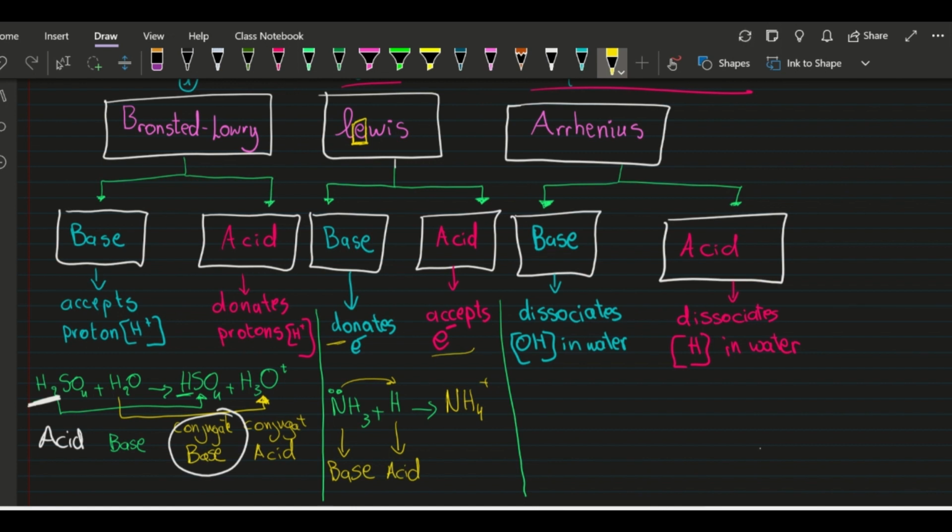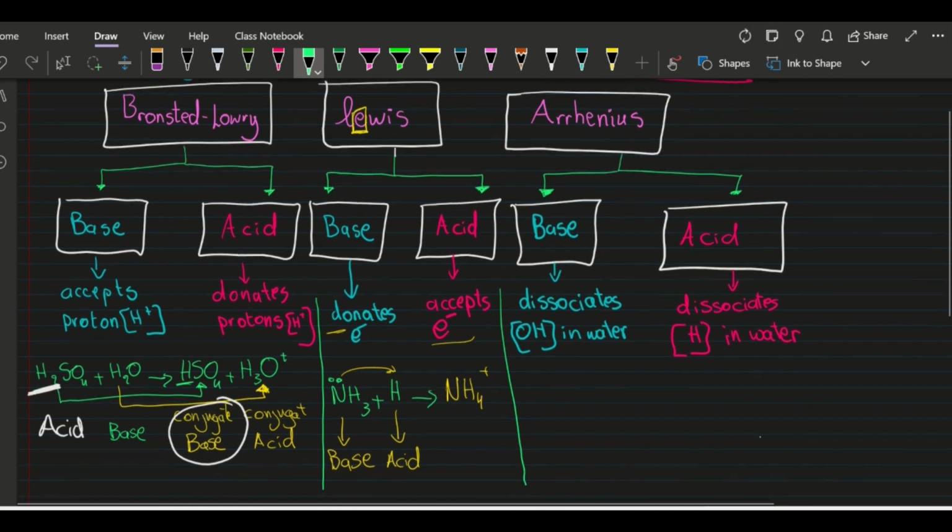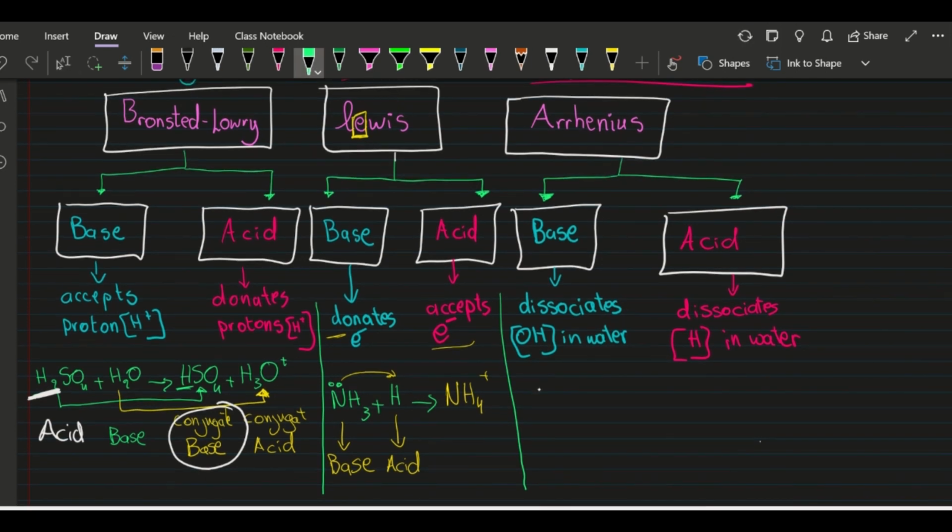And the last one, the Arrhenius. Let's see here. Let's do an example. Because it's dissociating, okay, for the base. Let's start with the base. Okay, for the base, let's say we have NaOH and it dissociates, right, in water. We're going to have sodium plus hydroxide ion. So if it's a base, it's going to increase the concentration of hydroxide ion, okay?